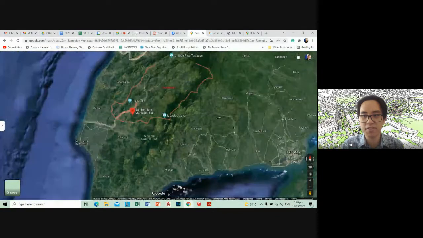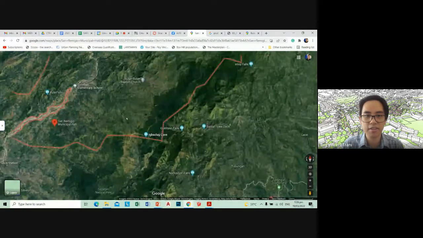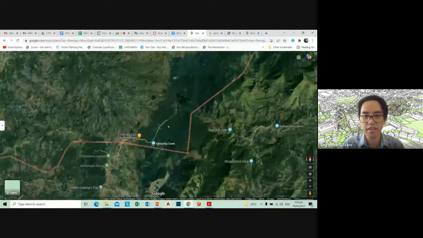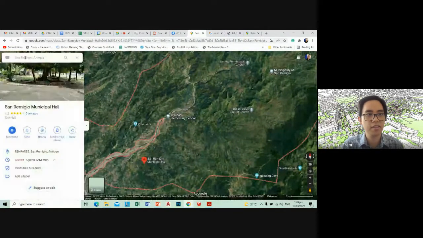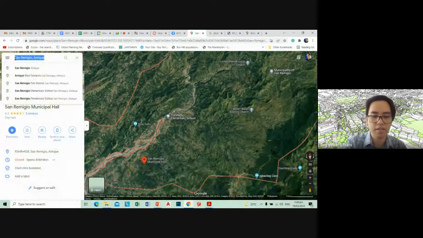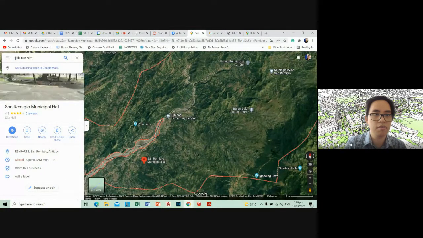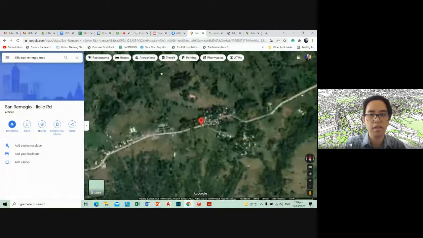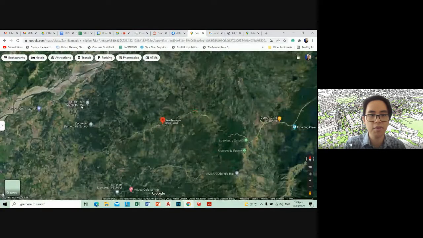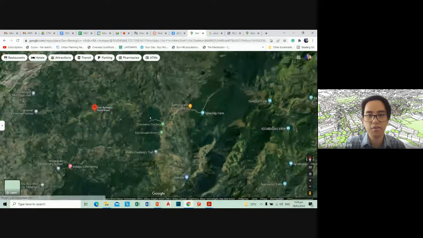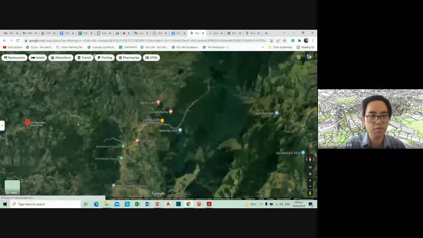Iloilo San Remigio. So Iloilo somewhere here. And then I guess I'll just Google it. There, okay. So this is the road that connects San Remigio over here, and it goes all the way to Iloilo.